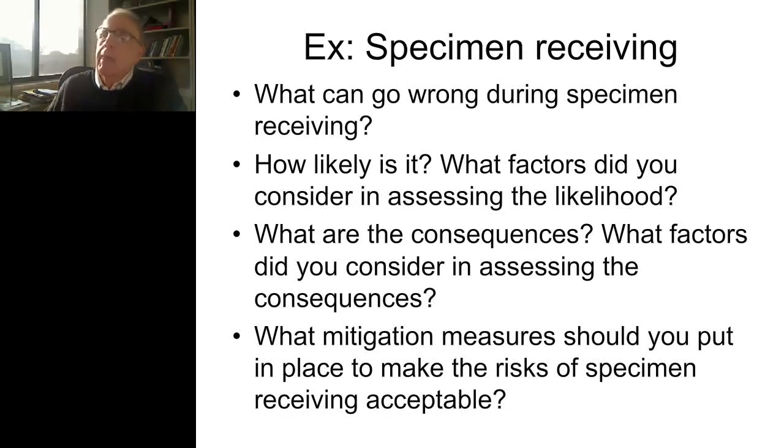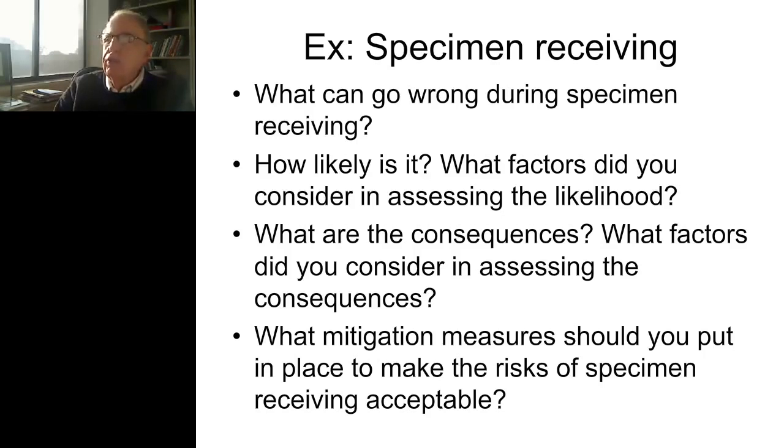Let me give you an example. Specimen receiving, and we started talking about this before. What can go wrong during a specimen receiving process? I gave you the example that the outside of the container might be contaminated with a pathogen. Just looking at that container, you may not be able to see that it's visibly contaminated. So the question is, how likely is it?